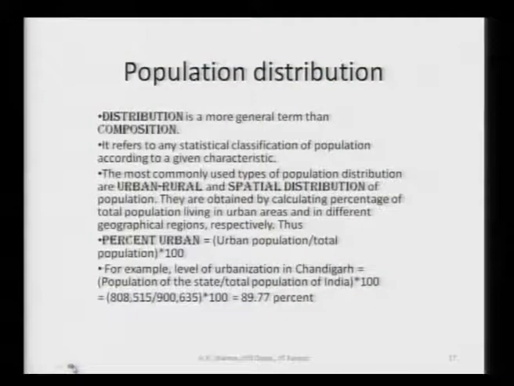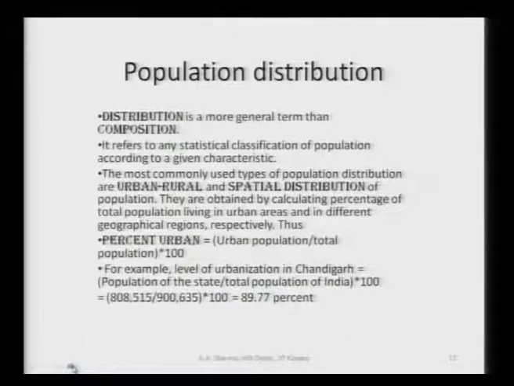The next concept is population distribution. Distribution is a more general term than composition. Composition, we talked about sex composition and age composition. Distribution refers to any statistical classification of population according to a given characteristic, which may be of economic or social nature. The most commonly used types of population distribution are urban, rural, and spatial distribution of population.